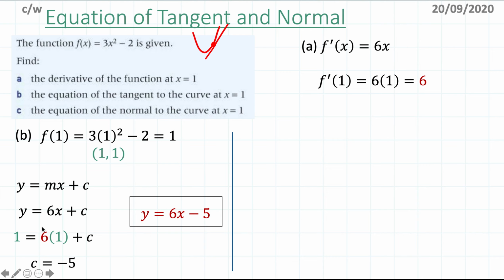Do not leave it with the x and y substituted, because that's just the coordinate (1, 1), which is just a point on that equation. So the question just wants the equation of the tangent, which is this.